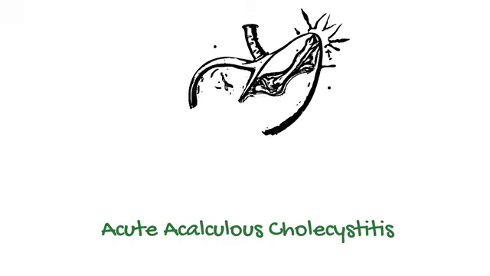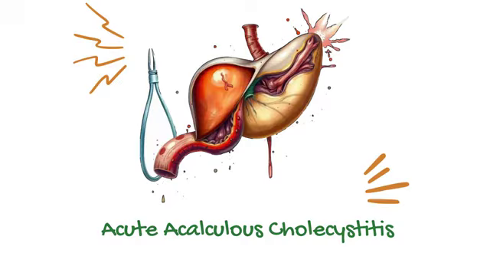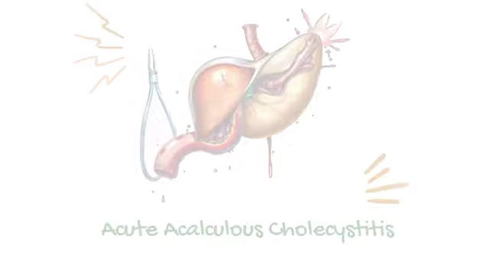Welcome back, future doctors. Today's topic is acute acalculous cholecystitis, an important but often overlooked cause of acute abdomen. This condition accounts for about 5 to 10% of all cholecystectomies. Unlike calculous cholecystitis, it is more fulminant and often presents with gangrene, perforation, or empyema. It typically occurs in critically ill patients.